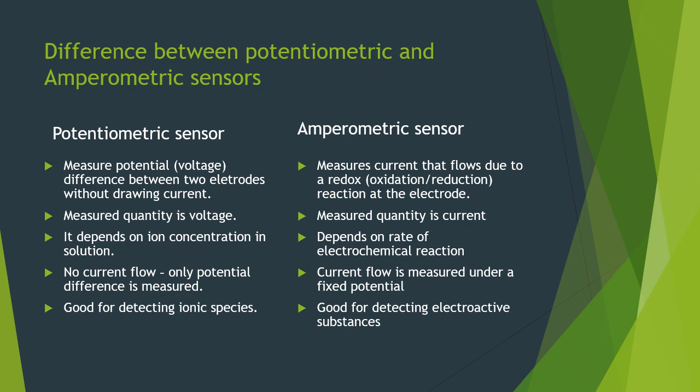Potentiometric sensors are good for detecting ionic species. Amperometric sensors are good for detecting electroactive substances.